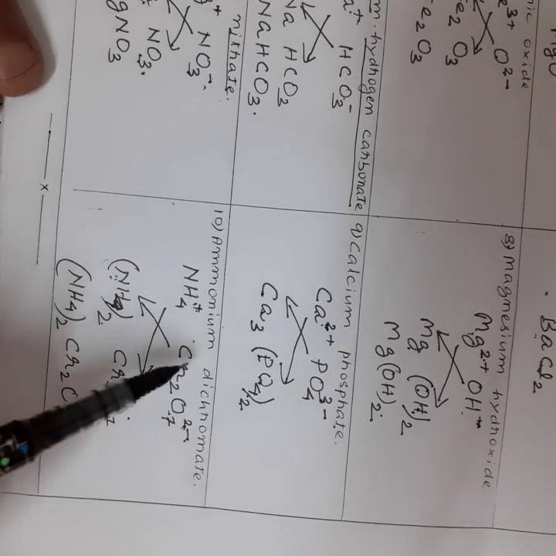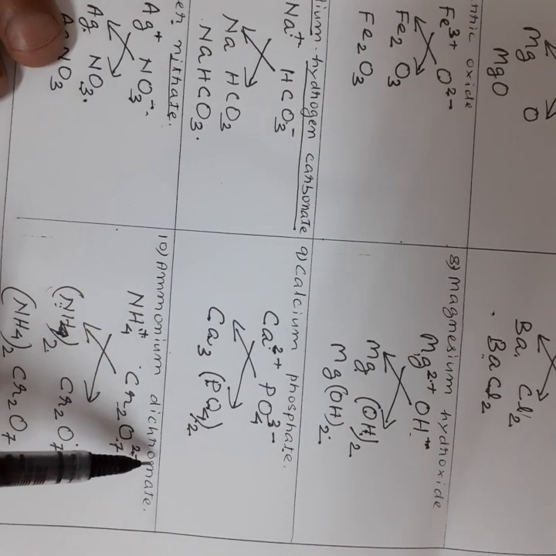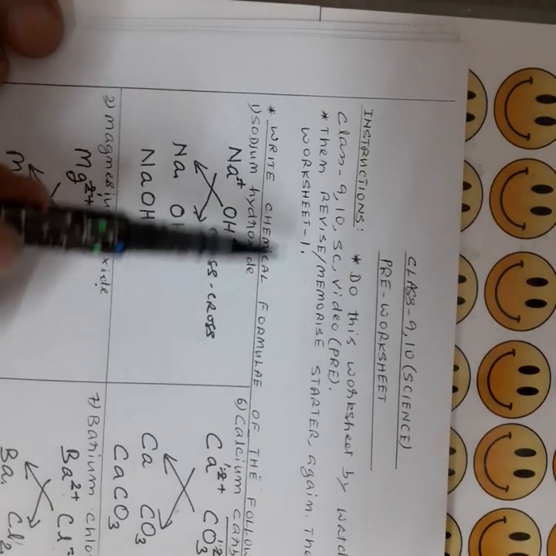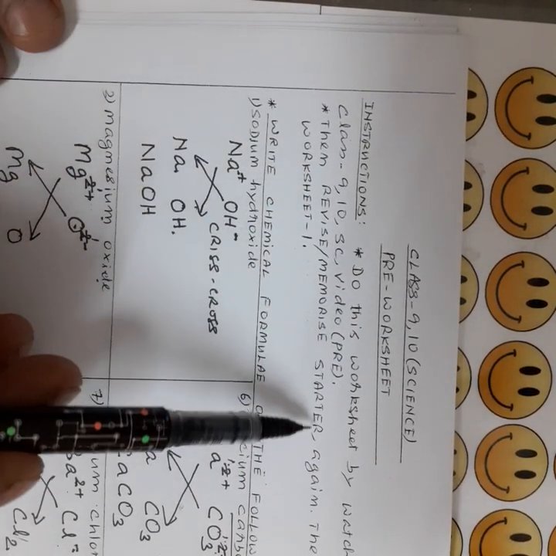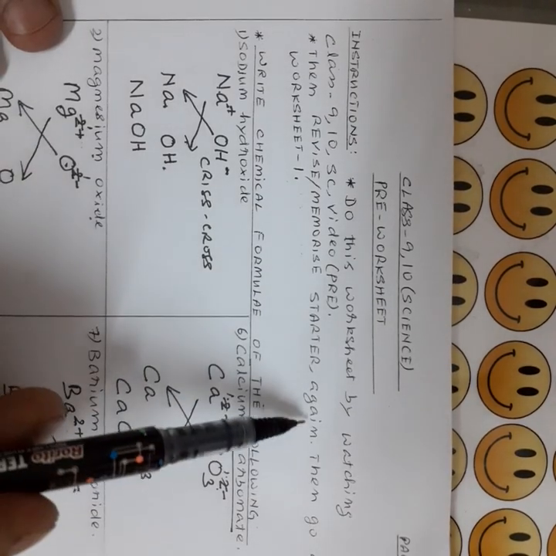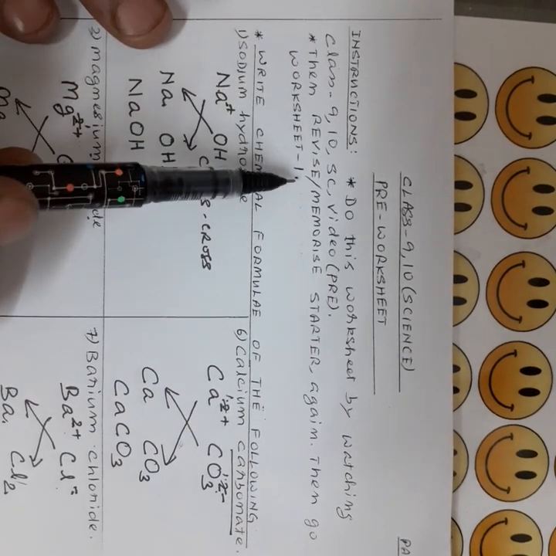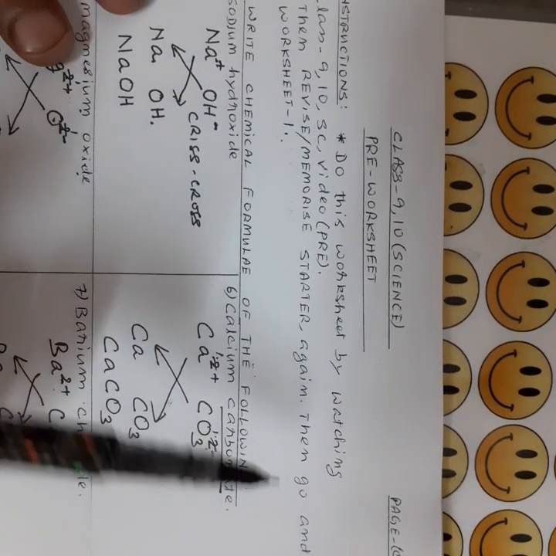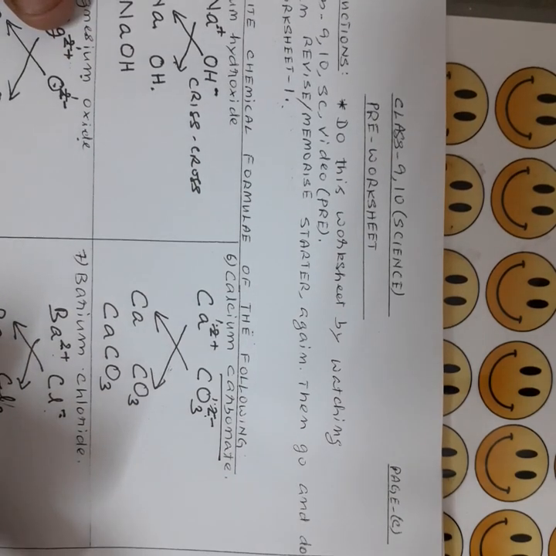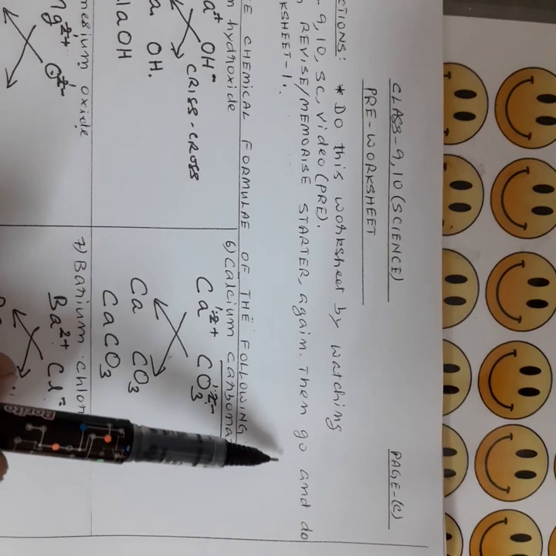So these are the 3 steps we follow when we write the chemical formula from the given chemical name. Okay. Now once you finish this, you go now and memorize the starter again thoroughly. Okay, thoroughly the starter, then go and do worksheet 1. Okay, go and do worksheet 1, which is the instructions are written on the worksheet 1 itself.